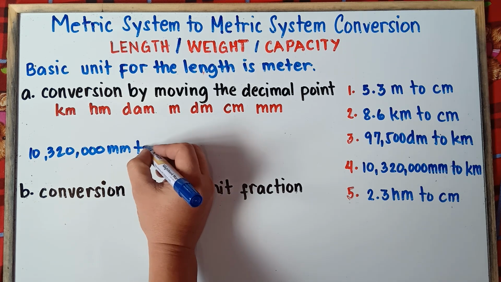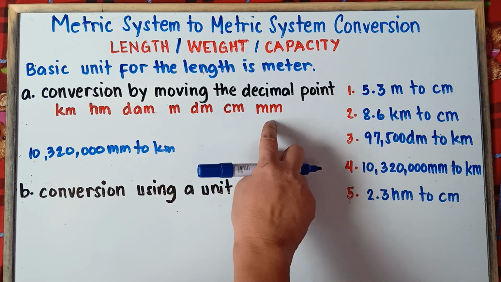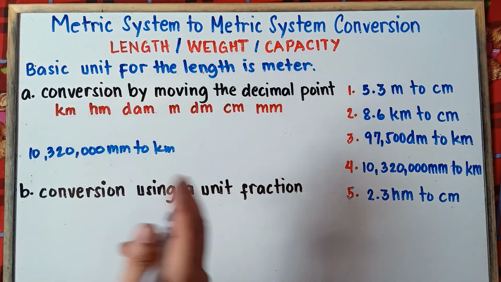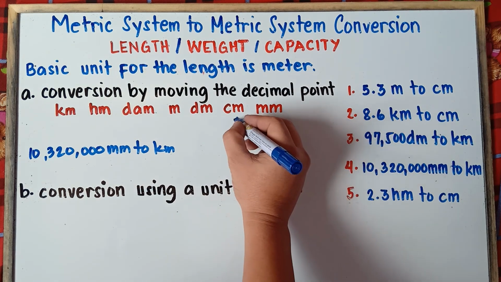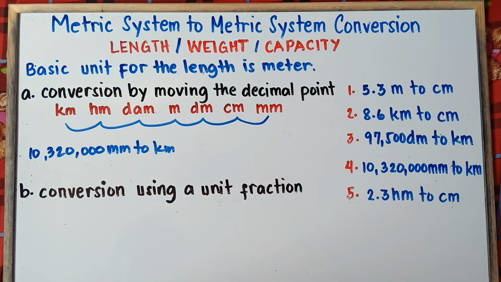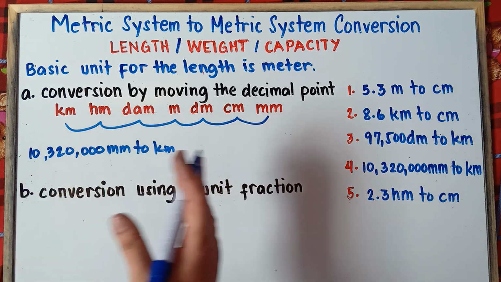Millimeter convert to kilometers. So from millimeter going to kilometer. Therefore, our direction would be right to left. So let's check how many units. 1, 2, 3, 4, 5, then 6. So therefore, we need to move 6 units going to the left.